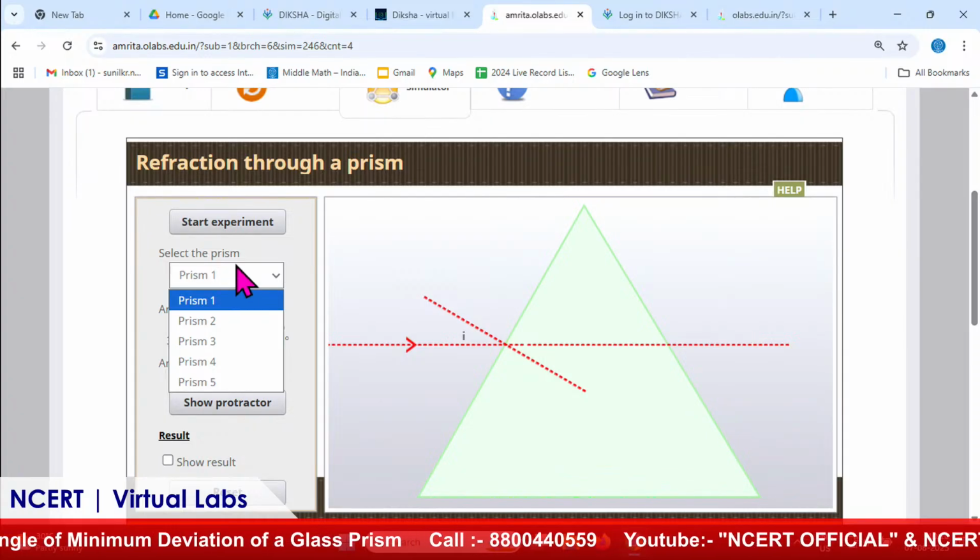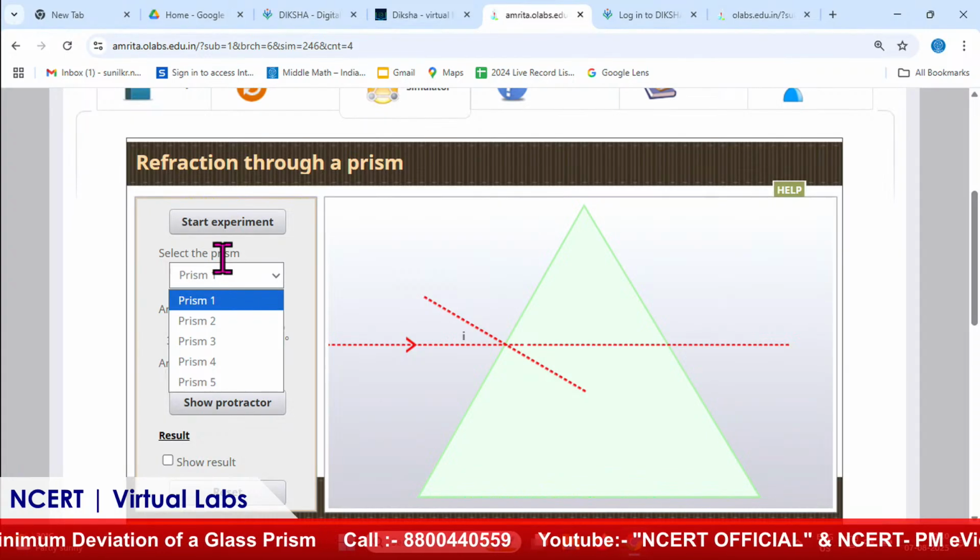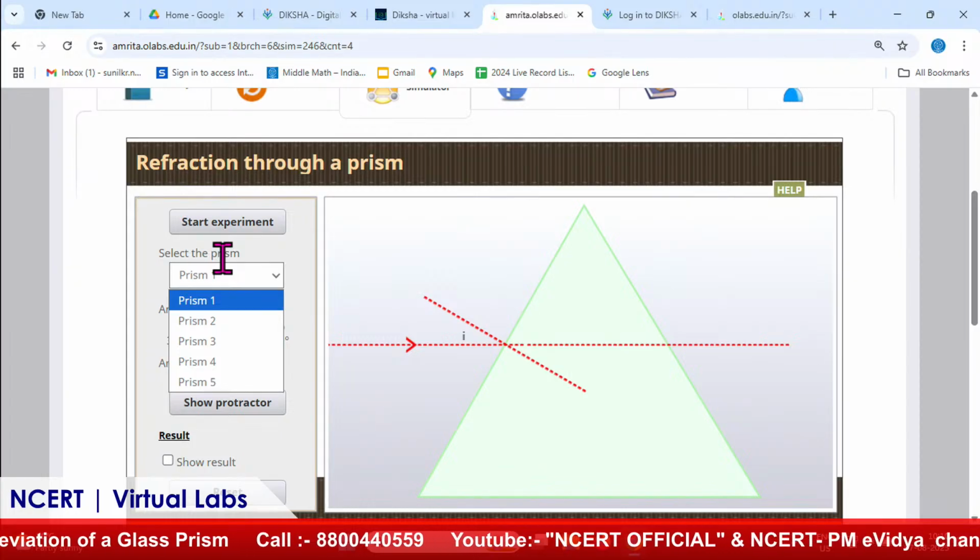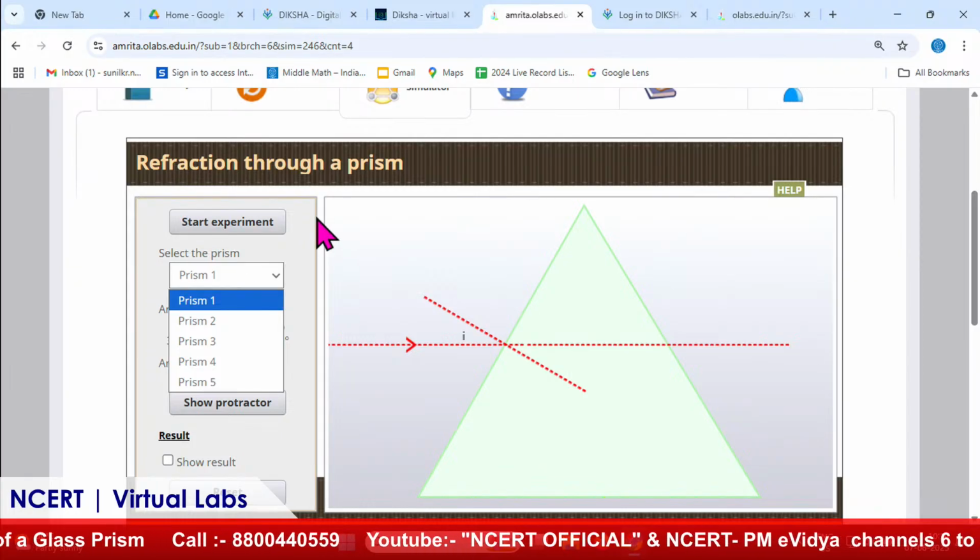There are hollow prisms also, where we can put some oil inside that hollow prism, and we can calculate the refractive index for that oil as well.